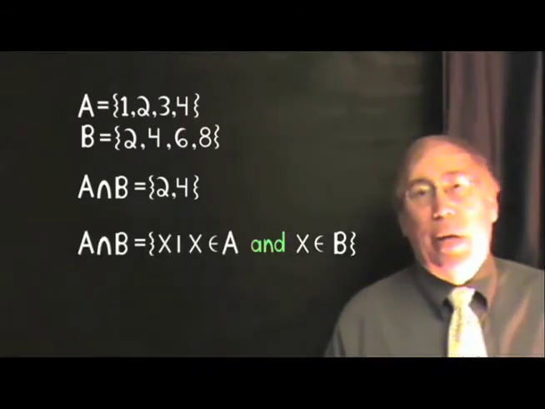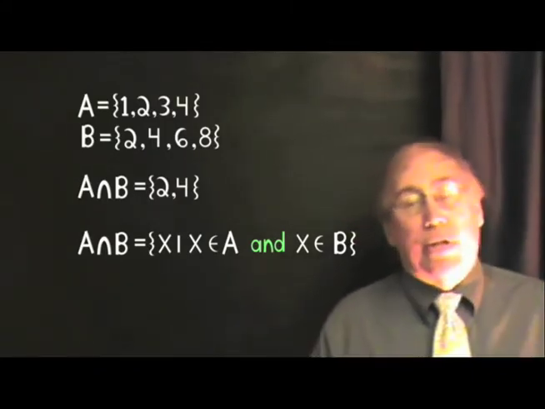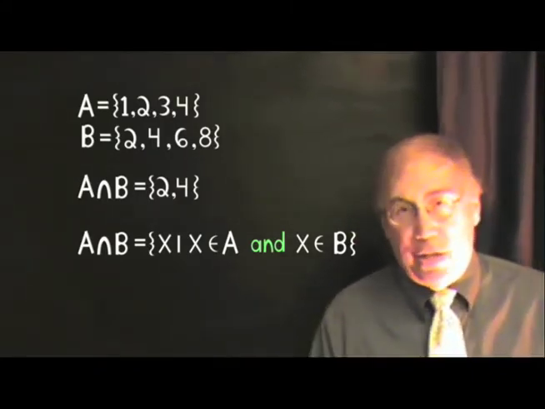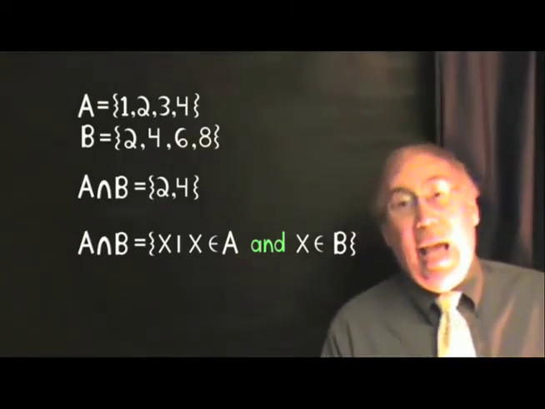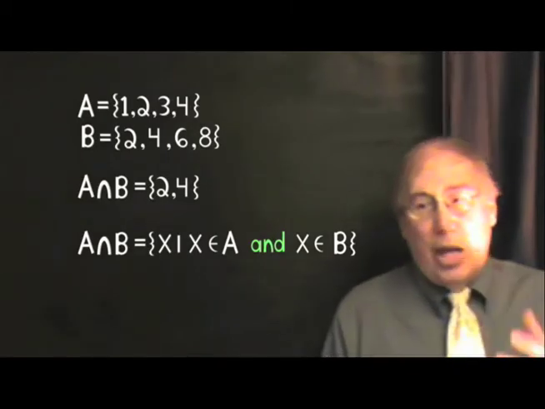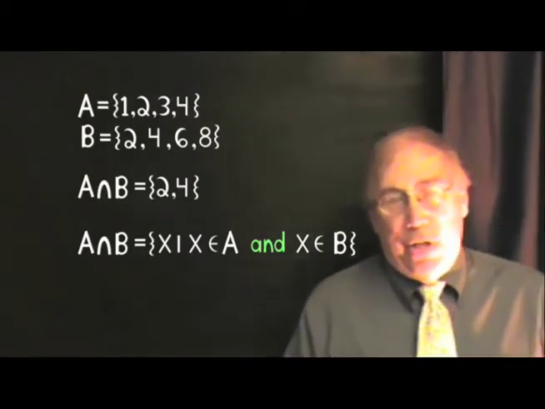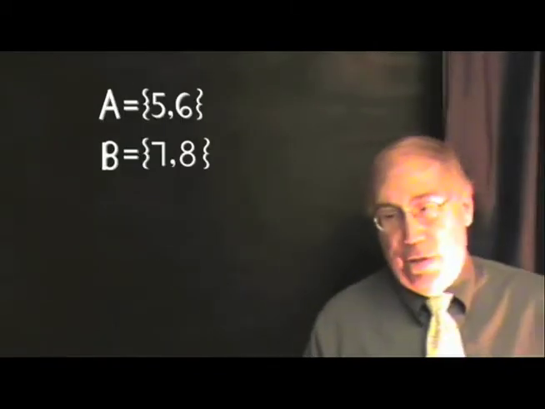And here's a fancy way of saying it. A intersect B equals the set of all x's such that x is an element of A and x is an element of B. See, this word and or are important words connected with union and intersection.